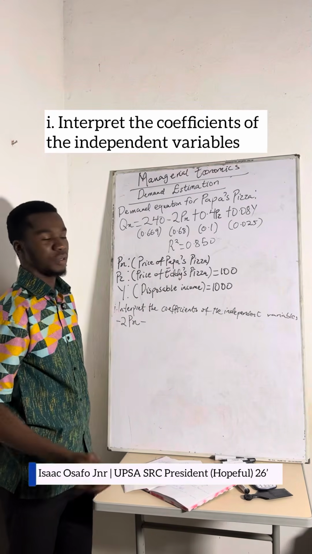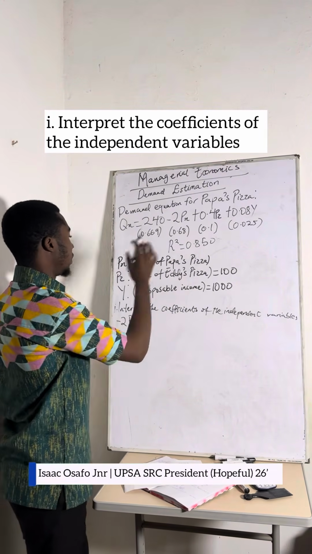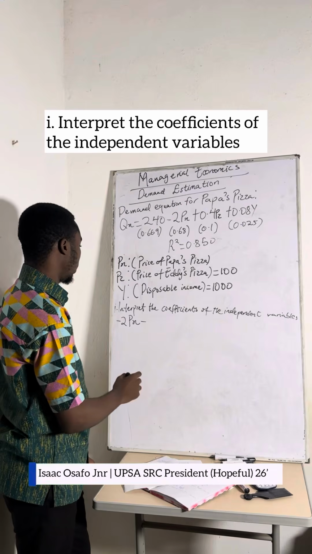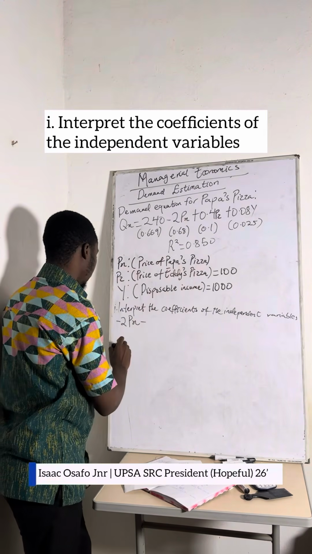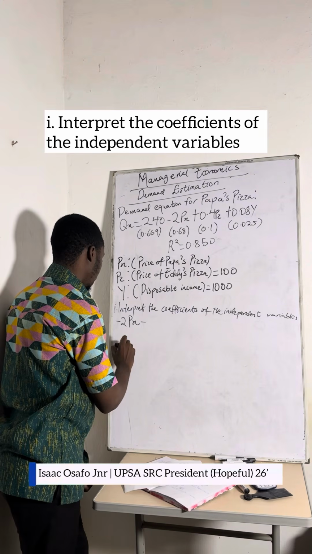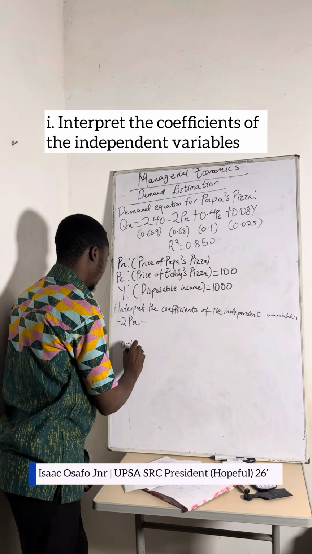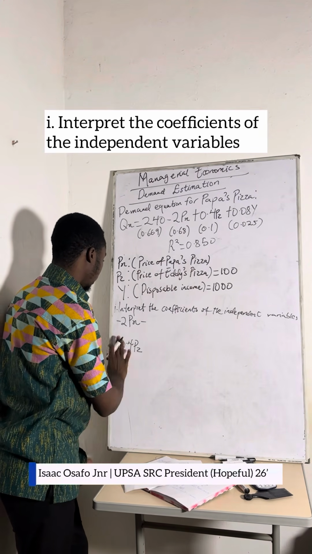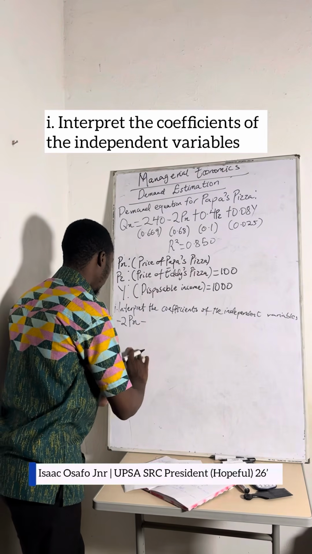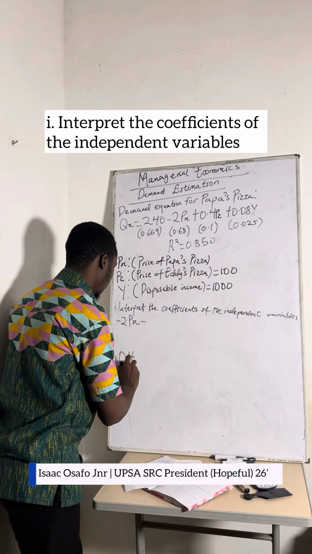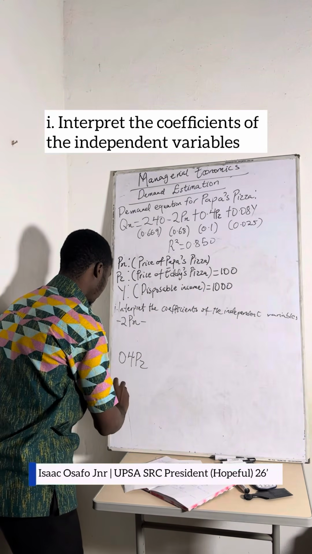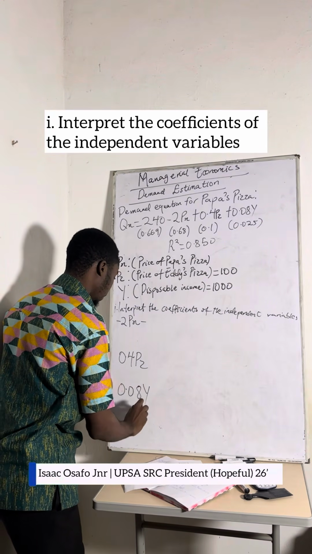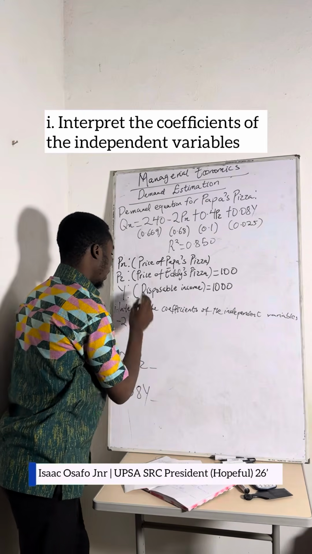So now let's interpret it. Let me write all the independent variables, then we interpret all of them. So you have -2Px, and this one you have 0.4Pz. Then the last one is here, 0.08Y. So now this is what you are about to interpret.